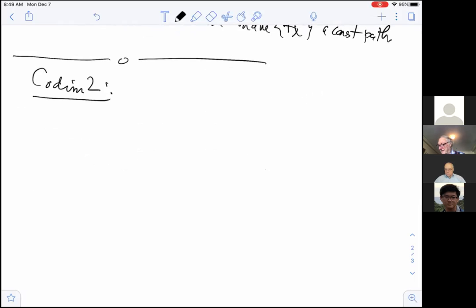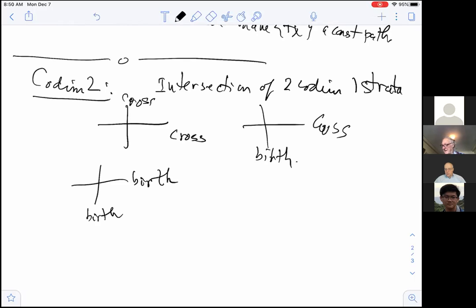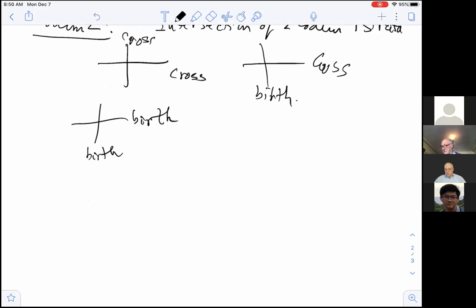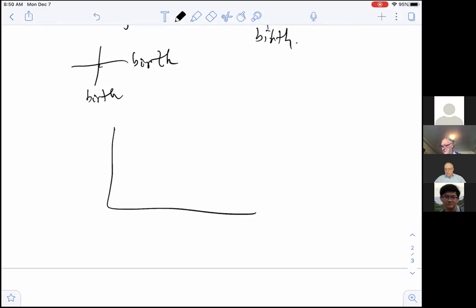So the first is the intersection of two codimension 1 strata. So this would be two crossing components, or a crossing component with a birth death, or two birth death components. Okay. And all of these, it's easy to see the strata actually cross transversely. So this is a nice picture of a slice to the codimension 2 stratum. So what is a point where the crossing strata meet? Well, that's a parameter value lambda where you have two crossing points.